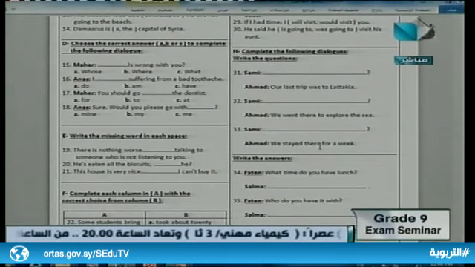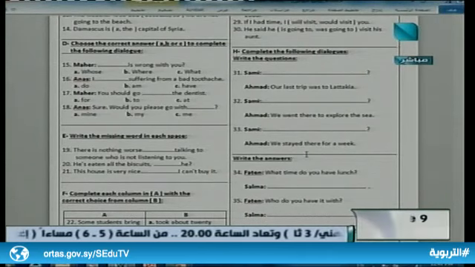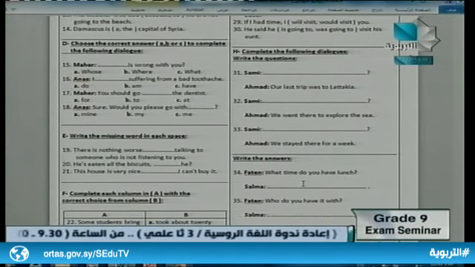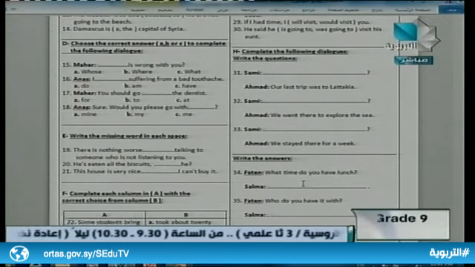The last one: we stayed there for a week. Here we have a duration. To ask about duration, we use how long. So here: how long did you stay? Again, the second task is to write answers. Here the student is free. He can answer by using only one word or a complete sentence.